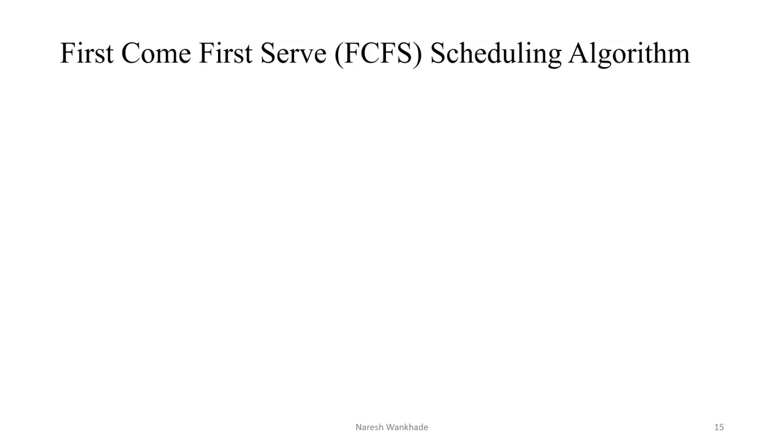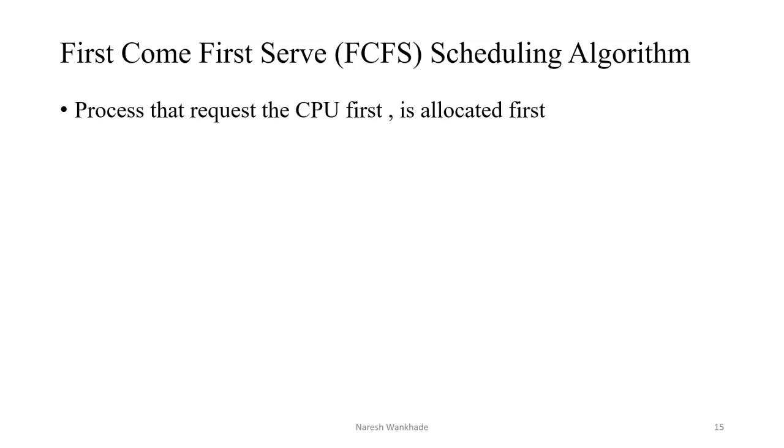What is first come first serve scheduling algorithm? In this first come first serve scheduling algorithm, the process that requests CPU first is allocated first. Means the process which comes first will get the CPU first. So that is the idea of first come first serve scheduling algorithm. This algorithm is managed by a FIFO queue, that is first in first out.